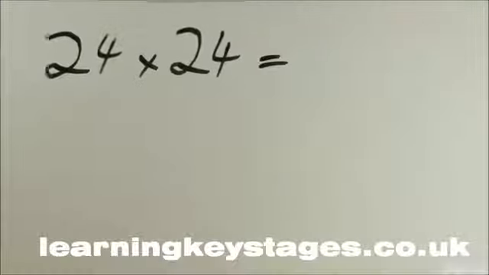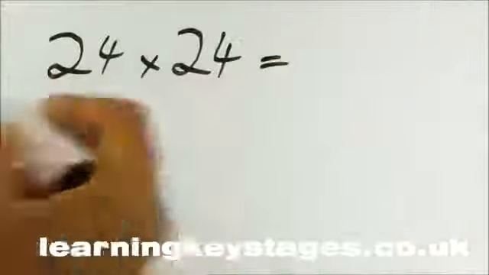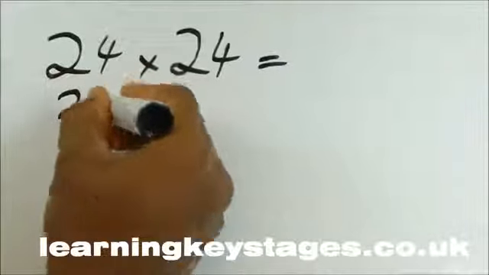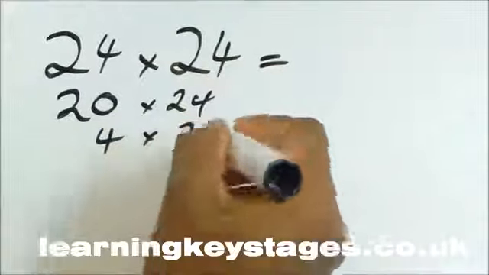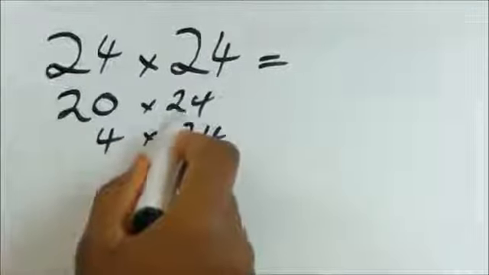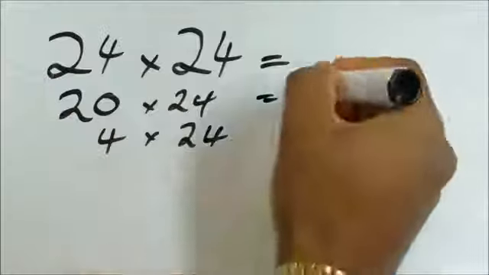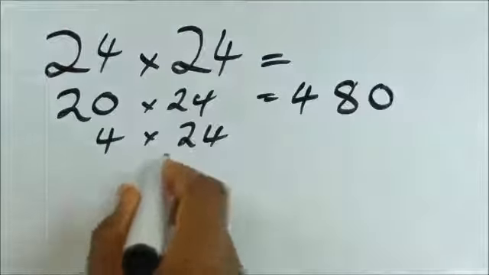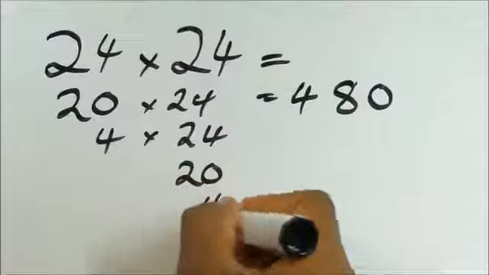Okay, this is one more example for the 24 times table software, which you can download from LearningKeyStages.co.uk. You've got 24 multiplied by 24. You can reduce this number down or break it down into smaller components, for example 20 and a 4. When you multiply 20 by the 24, you double this number to 48 and you add the 0, so that becomes 480. If this is too large for you, just break it down into smaller components, for example another 20 and a 4 here.